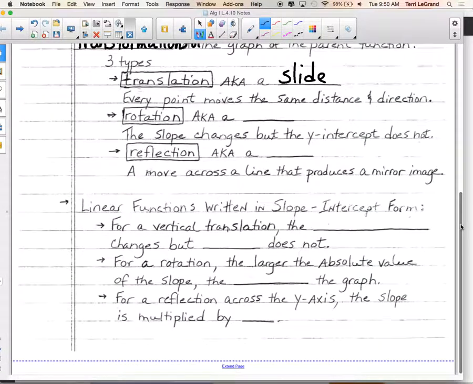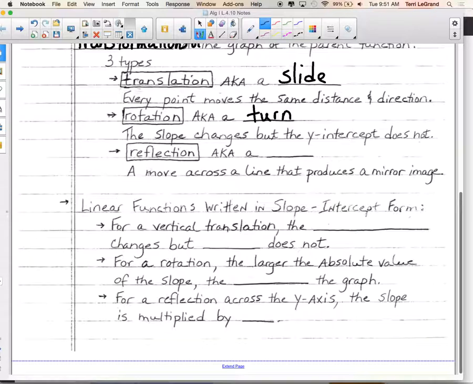Rotation, what's the AKA for that? What do you think of when you think something rotates? It turns, so we will call it a turn. Well, what would turn a line? The slope would change, right? But what wouldn't change? The y-intercept wouldn't. So when it turns, it's going to actually turn right there on that y-intercept. Every other point is going to move to a new location, but the y-intercept is going to stay where it's at.